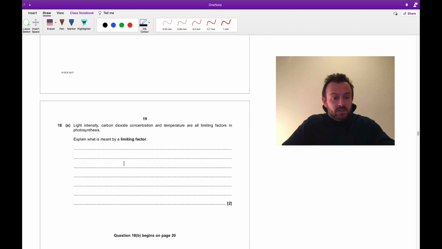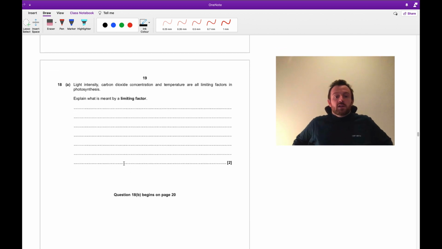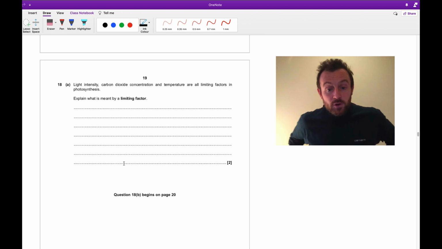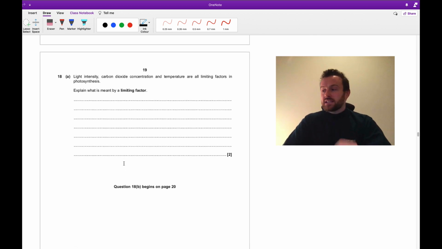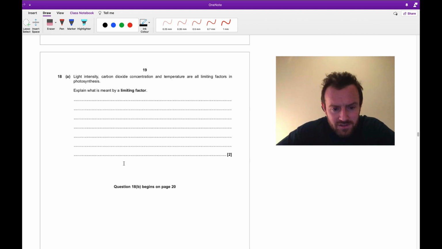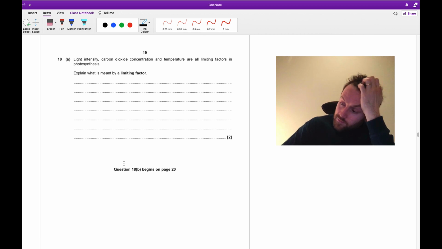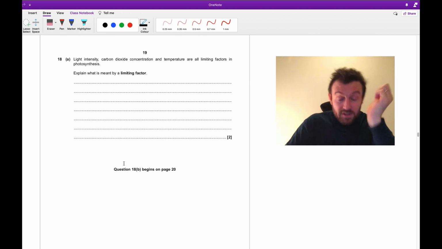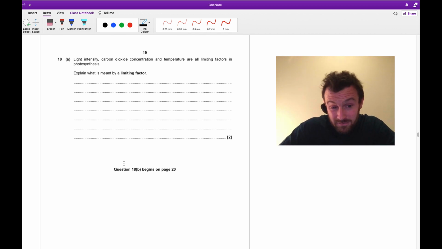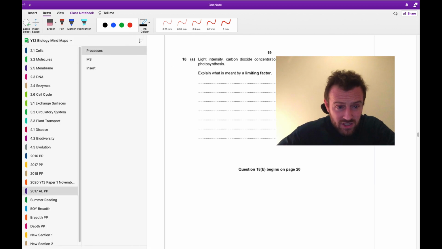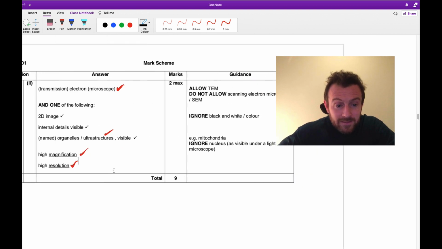Okay, so question 18. Light intensity, carbon dioxide, and temperature are all limiting factors in photosynthesis. What is a limiting factor? Well, this is a factor that can limit the rate of photosynthesis. That's not a very good answer, is it? It's kind of repeating the thing. It is factors that when there's not enough of that factor, it can slow the rate of photosynthesis, and you can increase the other factors and it'll have no effect. That's what I'm saying, but let's just look at the definition here, because I think that's probably going to be better.